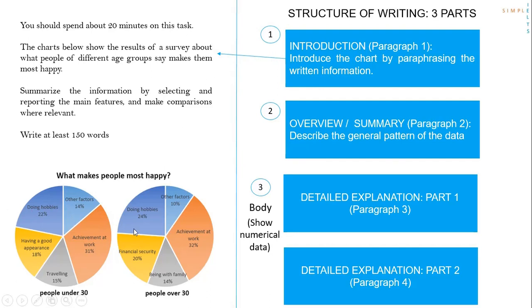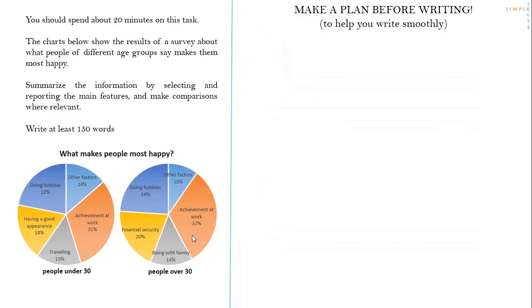Also, the third part is the body, where you have to provide explanation in details about the charts. By details, I mean you can explain the numerical data, the percentage of the comparisons of each factor in terms of percentage. So that's about the structure of writing.